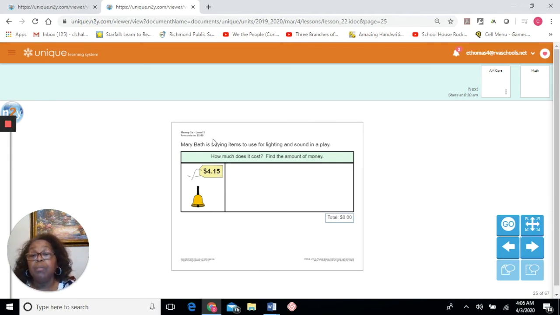Find the amount. Mary Beth is buying items to use for lighting and sound in a play. How much does it cost? $4.15. Let's see how we're going to solve this one.